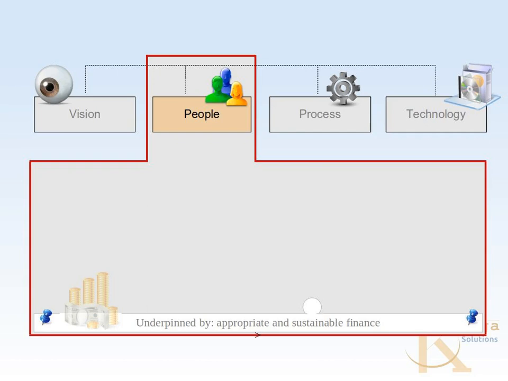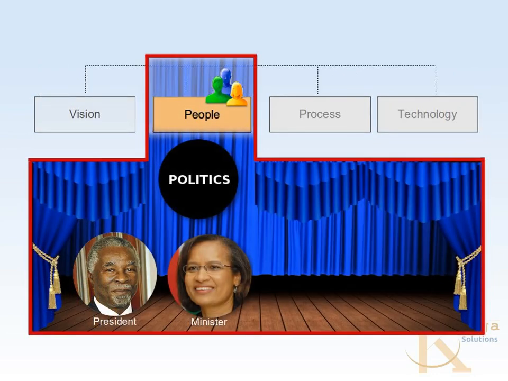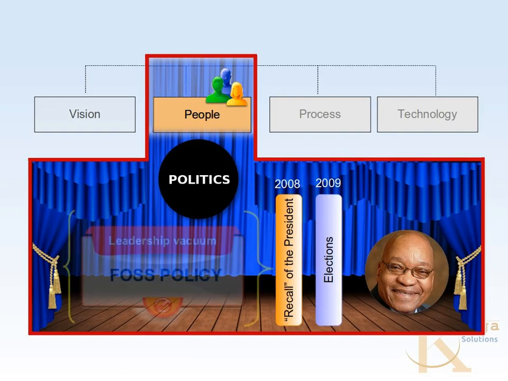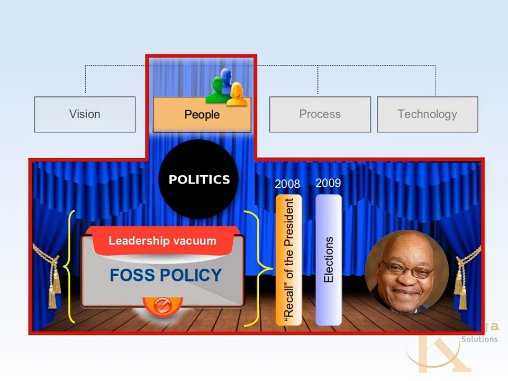What kinds of actors and actions happen on the stage with people? Well, one of them is politics, of course, and part of what has killed our FOSS policy has been our politics. The FOSS policy was promulgated during the time of Geraldine Fraser-Moleketi, who was the Minister of Public Service Administration. Thabo Mbeki was the president. Then we had the recall of the president in 2008. Geraldine was out. We had elections in 2009, and Jacob Zuma took over as the president. And in that time, there hasn't been any leadership at the political level supporting the FOSS policy.